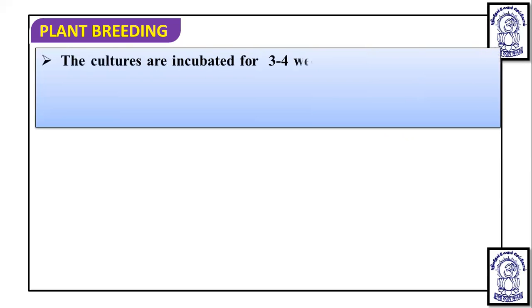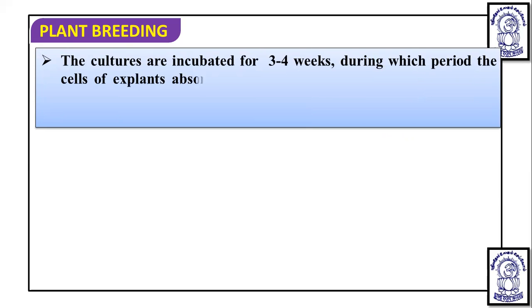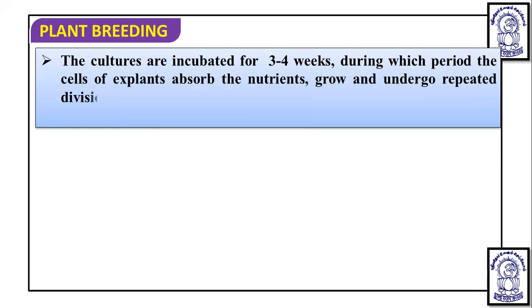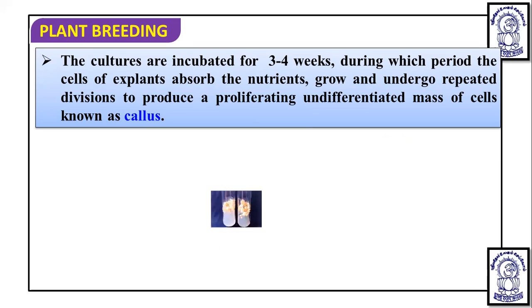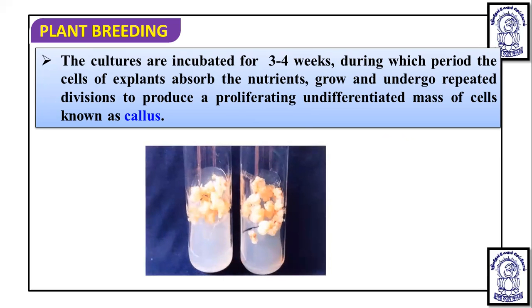The cultures are incubated for 3 to 4 weeks. During this period, the cells of the explant absorb nutrients, grow and undergo repeated divisions, and this produces a proliferated, undifferentiated mass of cells that is known as callus. So callus is formed by absorbing nutrients over 3 to 4 weeks. It will take time. You can see we inoculated with a small piece, but now it is this much. So this is a callus.